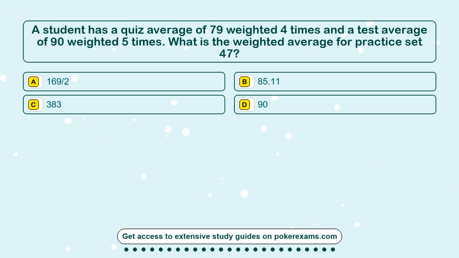Question 20. A student has a quiz average of 79 weighted 4 times and a test average of 90 weighted 5 times. What is the weighted average for practice set 47? Option A 169/2. Option B 85.11. Option C 383. Option D 90.